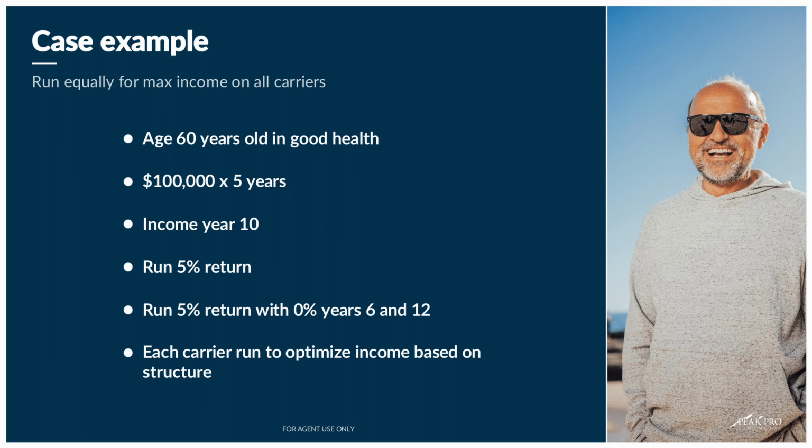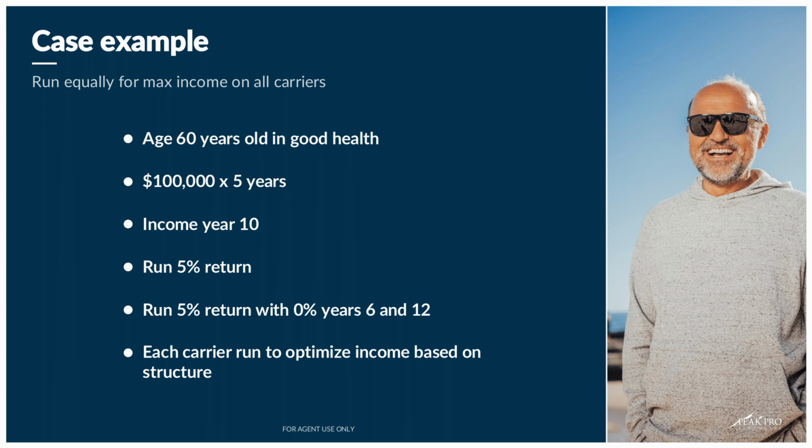That's where the vast majority of our plans are being placed. And if we're going to work on these types of plans, let's work smarter, not harder. We're going to take that 60-year-old male, a non-tobacco user, 100,000 a year for 5 years, income in year 10. And again, by the end of this, you'll understand why I don't like showing income on these illustrations.